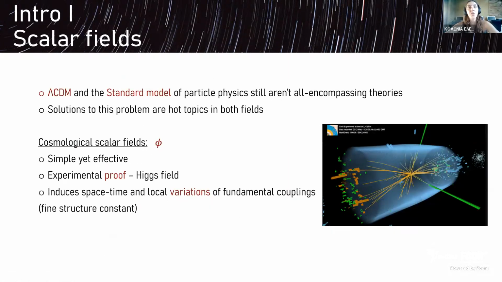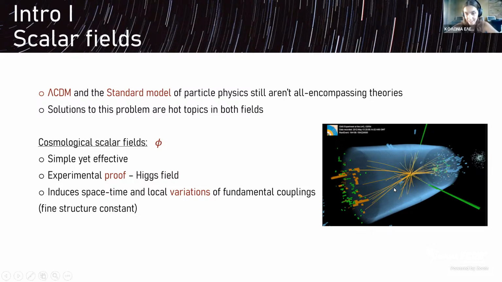Now, we also know that the standard models of both cosmology and particle physics aren't all-encompassing theories, so they can't explain everything we observe and measure in our experiments. So physicists have been trying to figure out ways to combat these issues and also improve the models that we already have. One way to resolve some of these issues is to include what we call cosmological scalar fields, which are symbolized with the letter phi. Scalar fields are very simple to use and also very effective in theories. And I think the most important thing is that they've also been experimentally proven to exist. For example, the Higgs field.